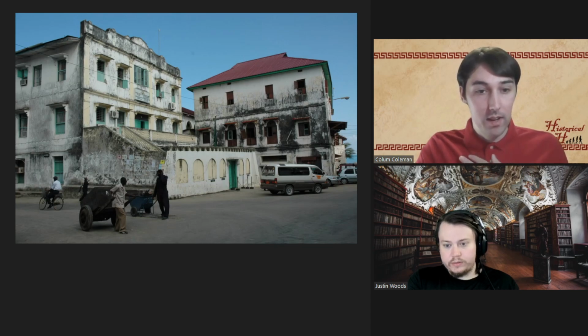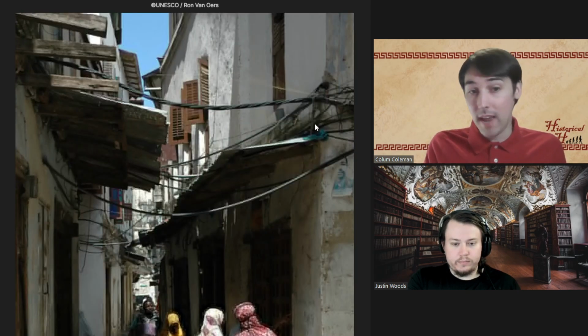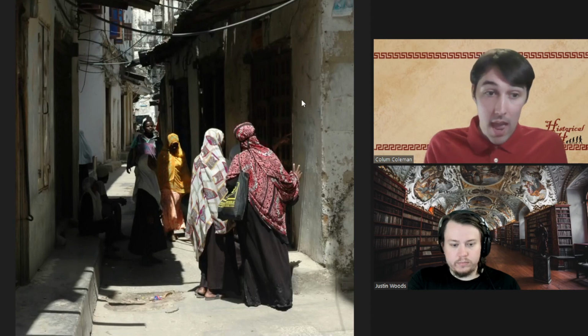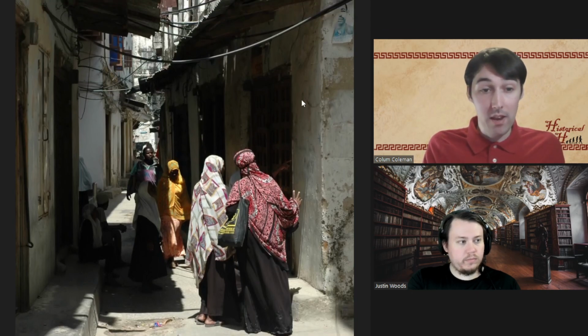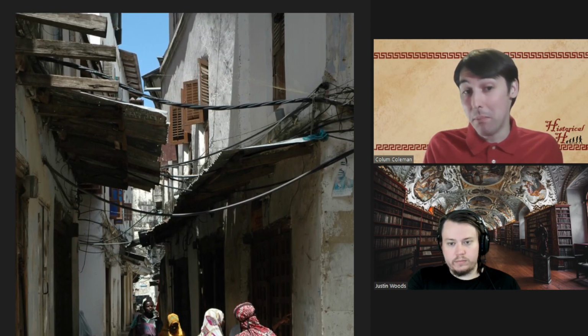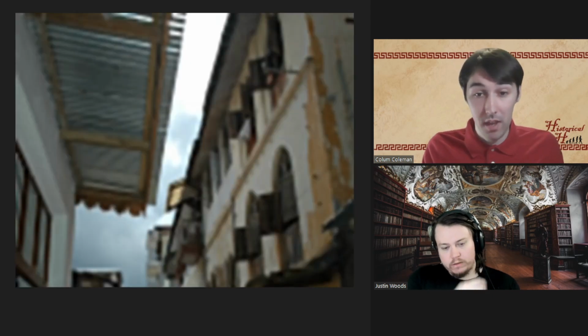The Stone Town itself is located on a promontory jutting out of an island that points into the Indian Ocean. And it was originally a Swahili trading town. And to this day, it remains an outstanding example of that tradition.